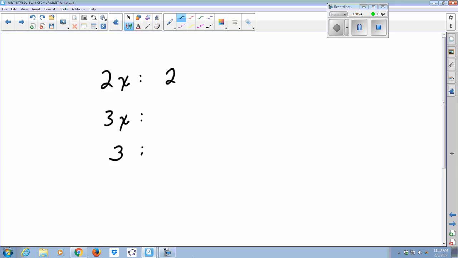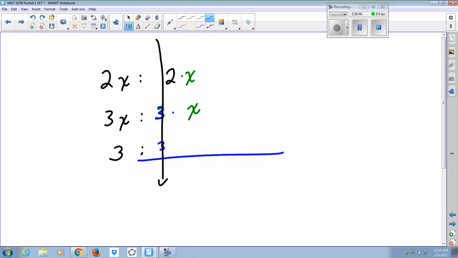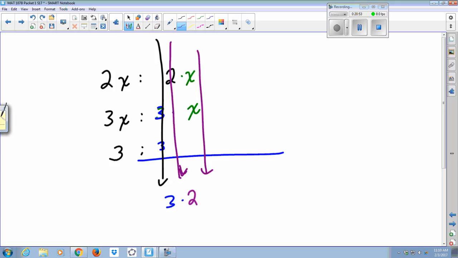So 2 is prime and x is prime. So there are the 2 prime factors for the first one. I see a 3. Well, I don't see a 3 anywhere else, so I have to separate that out with a different color. And then I see an x, which gives me a green x. And then I have my 3, which is prime. So here's my LCM. 3 times 2 times x, which is 6x.